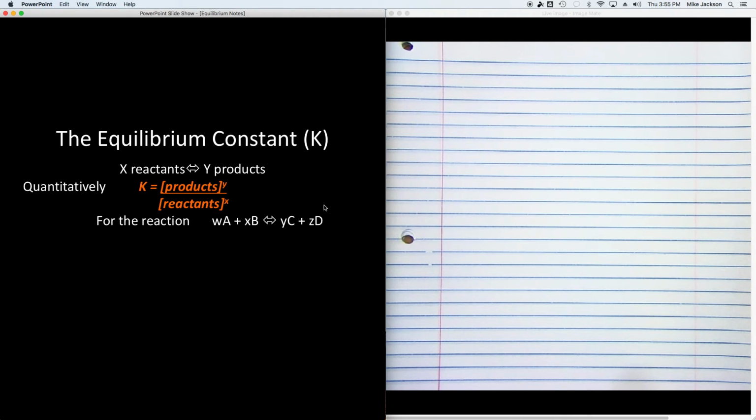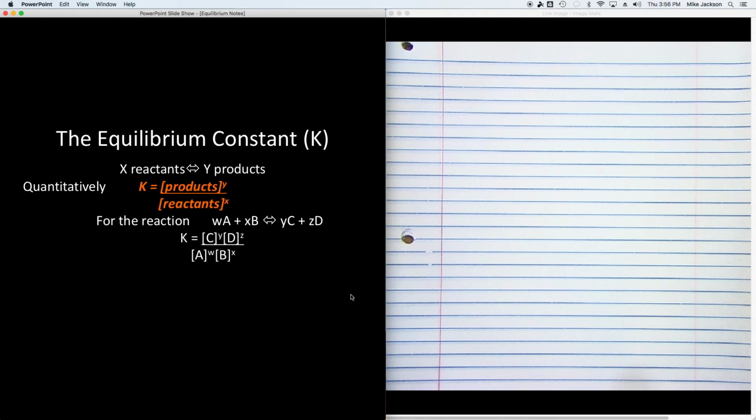So if we have the reaction AB yields C plus D, all with the stoichiometric coefficients W, X, Y, and Z, we'll take the products, which is the concentration of C, concentration of D, and raise those to their respective coefficients. Likewise with the reactants, where we have A raised to the W with B raised to the X. It's nothing more than taking the balanced chemical equation and writing the products raised to their coefficients over the reactants.